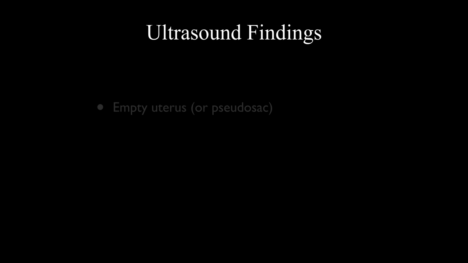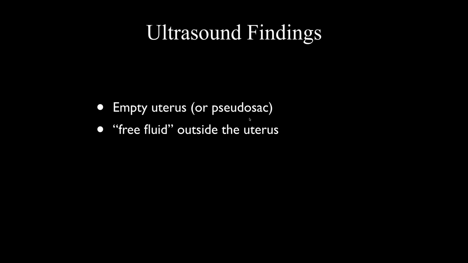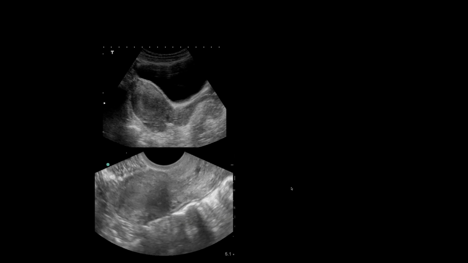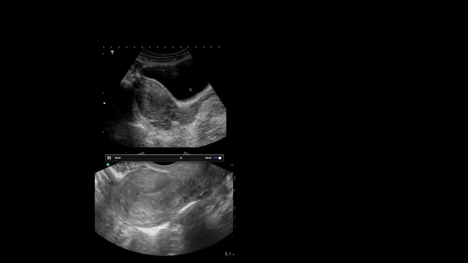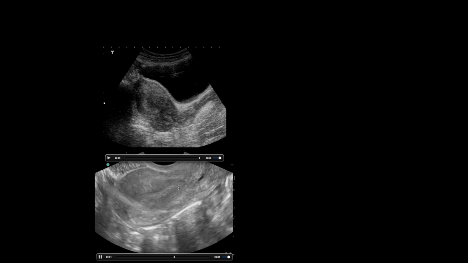With an ectopic pregnancy, you can get an empty uterus or just a gestational sac, which we call a pseudosac. You can get free fluid outside the uterus, right? Or you can see an obvious ectopic somewhere outside the uterus. So let's take a look at this one right here. Here's an empty uterus, and here's an empty uterus.